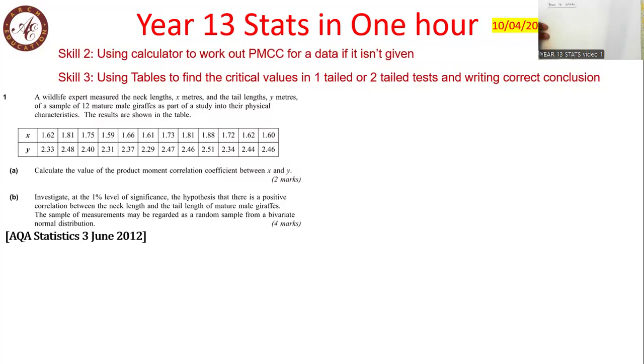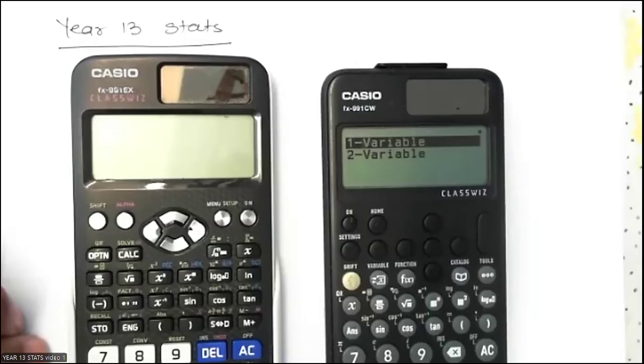Part A asks me to calculate the value of the product moment correlation coefficient. This we do by using the calculator, and we're going to be putting these values into the calculator. We count how many there are altogether. There are 12 of them, so we need to put in these 12 values in the calculator. I'm sure you know it. If you don't, just have a look at how we put this in the calculators.